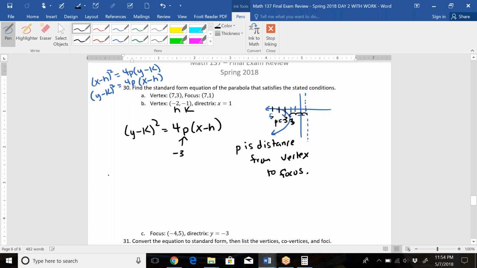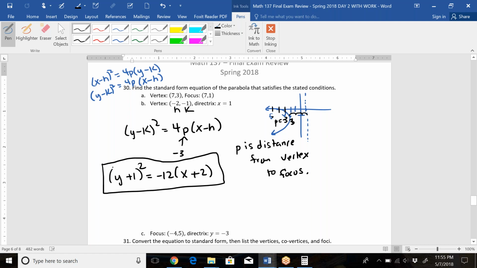So let's plug in what we know. So this would be y minus negative 1 squared, because it's my vertex, equals negative 12 times x minus negative 2, so plus 2. So there is my standard form of that parabola with the correct orientation.